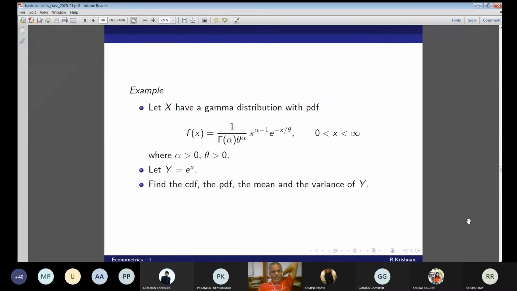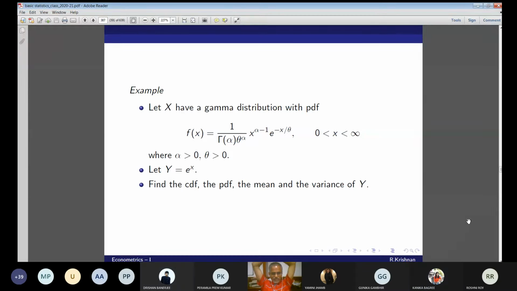Okay, look at this example. Let X have a gamma distribution. I don't think we have seen this distribution before. Have we? Have you seen the gamma distribution before? Sir, not in class. Okay, you are seeing it for the first time.